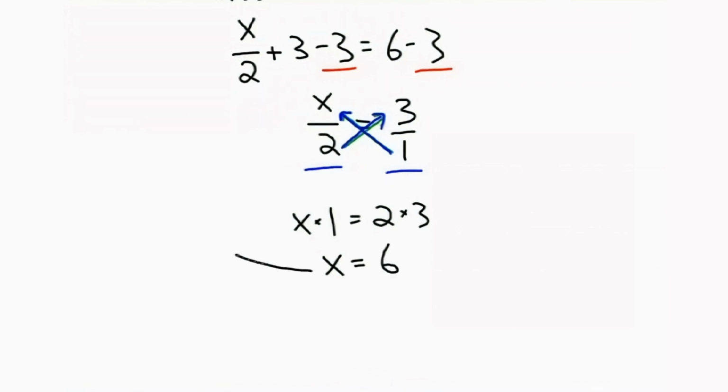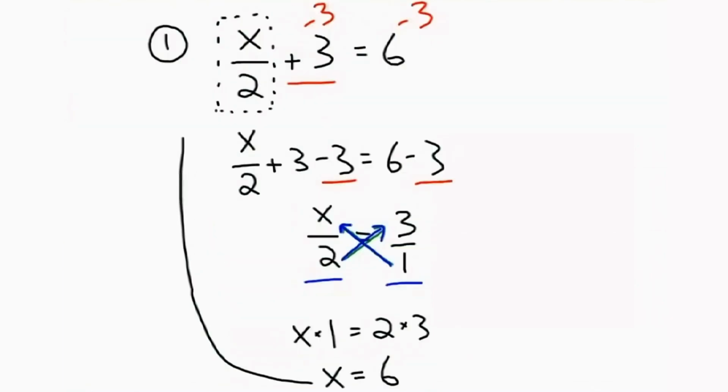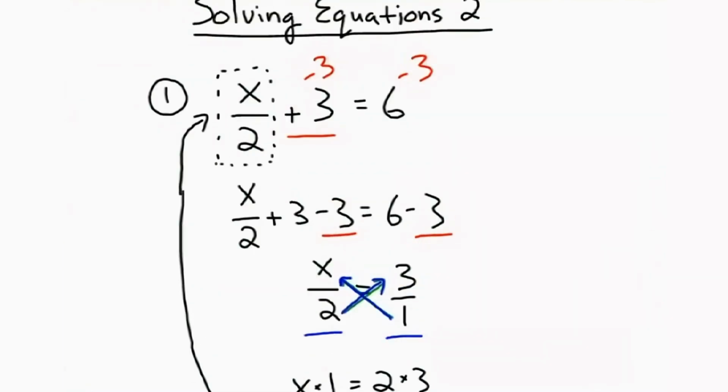And when we plug this back in, and remember we always have to go right to our original equation, when we plug a value of 6 back in here, and if we just ignore this negative 3 and positive 3, because all we're doing here is checking, we have 6 divided by 2, and 6 divided by 2 is 3, and then 3 plus 3 is equal to 6. So we can check our solution and make sure that we've found the right value for x. So that's how you deal with solving an equation when you have a fraction.